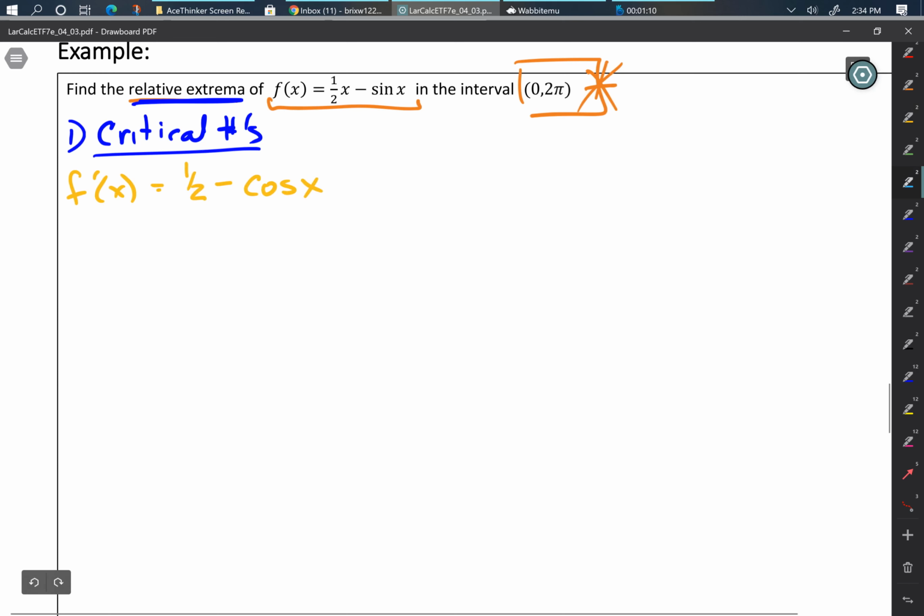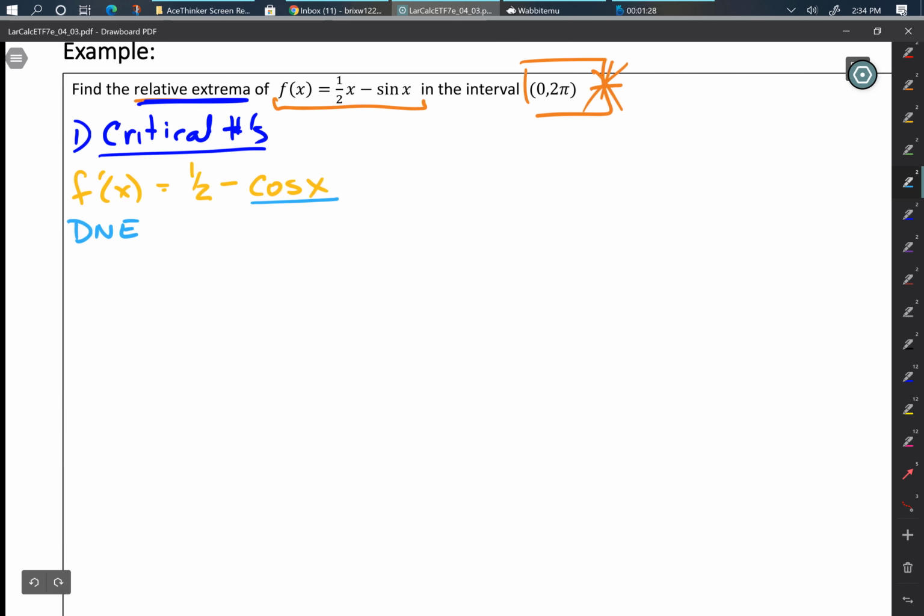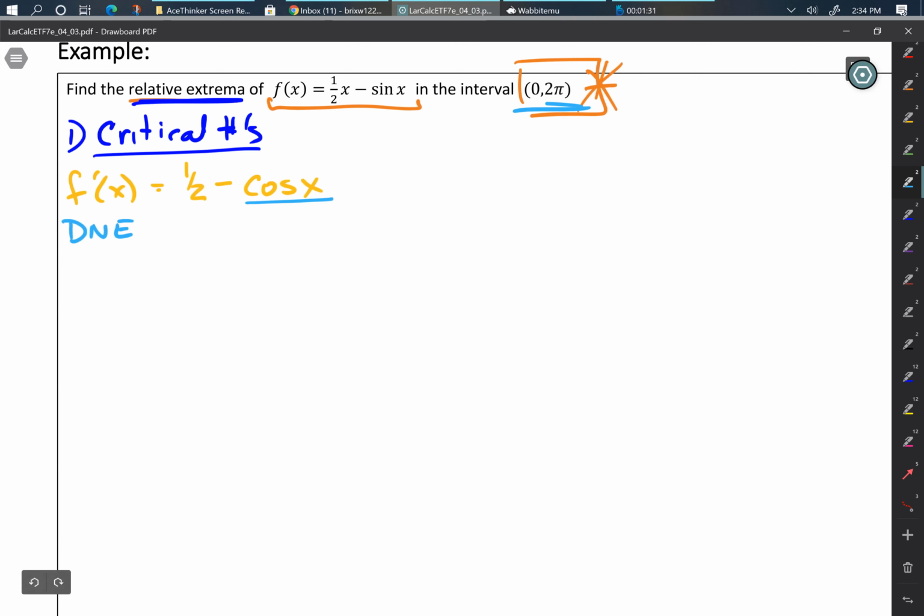And now I'm going to look for my critical numbers. Critical numbers come in two flavors: the does not exist and the equal to 0. I'll check does not exist first. Are there any values of x for which that derivative will not exist? Okay, I got a cosine x. Cosine works for all real numbers, so the limitation of 0 to 2 pi won't change that. There's no division by 0, there's no roots of negative numbers. I think there are none of the critical numbers that come from the does not exist side of things.